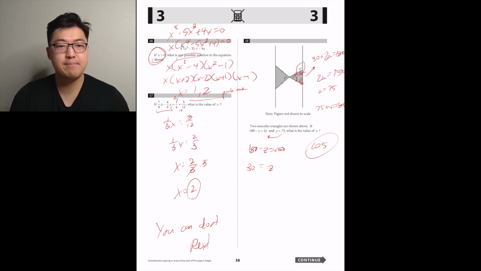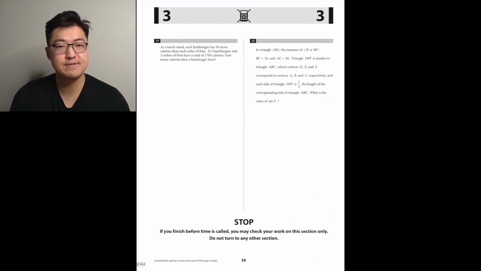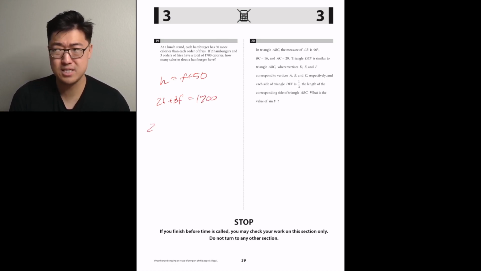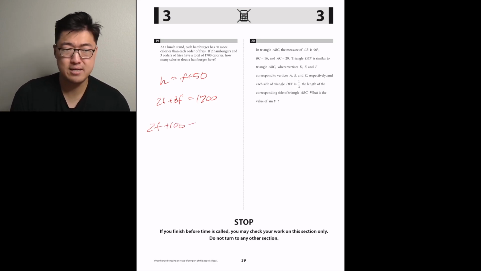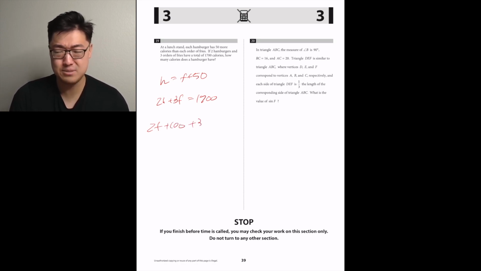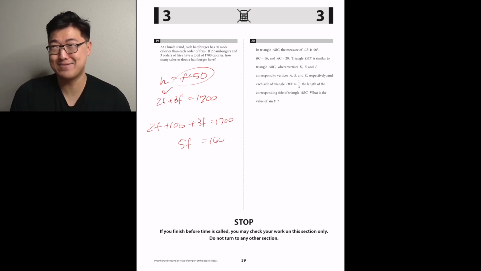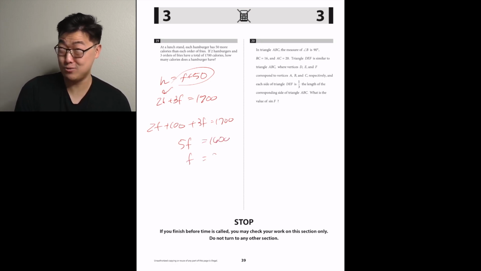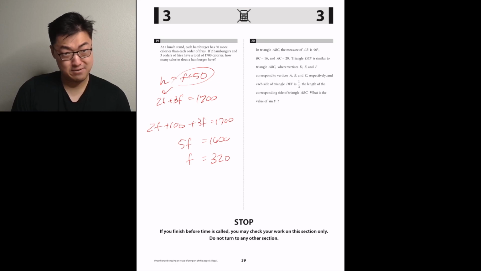At a lunch stand, each hamburger has 50 more calories than each order of fries. If 2 hamburgers and 3 orders of fries have a total of 1,700 calories, how many calories does a hamburger have? Okay, each hamburger has 50. Hamburger equals French fries plus 50. 2 hamburgers is 2 French fries plus 100. And 3 orders of French fries. So 5 French fries plus 100 equals 1,700 calories. 5 French fries equals 1,600 calories. French fries equals 320? Oh, hamburger? Hamburger is that plus 50, so 370.